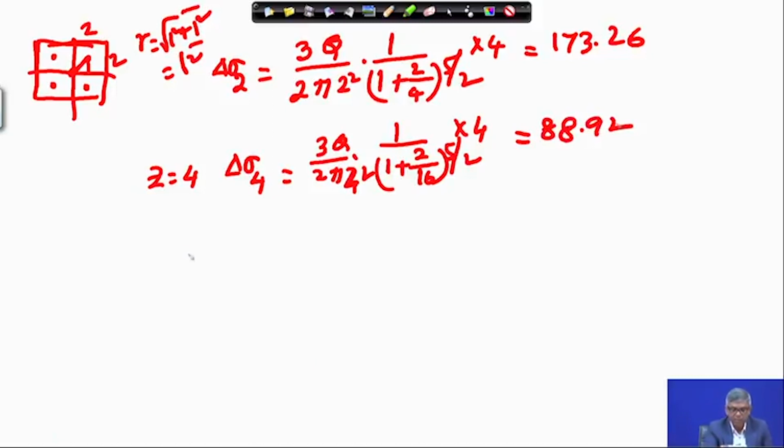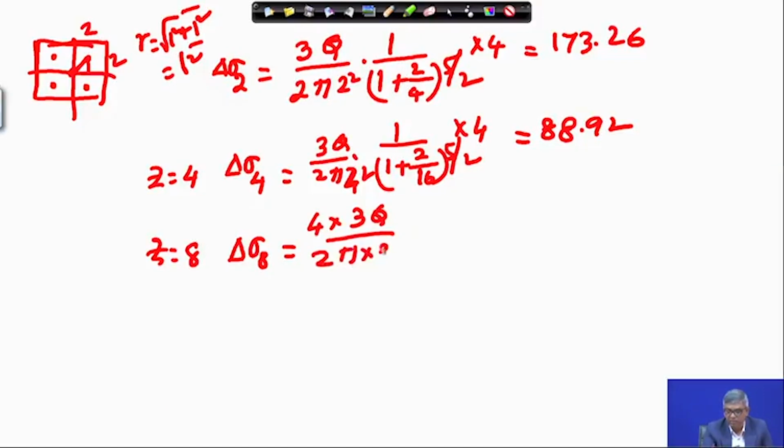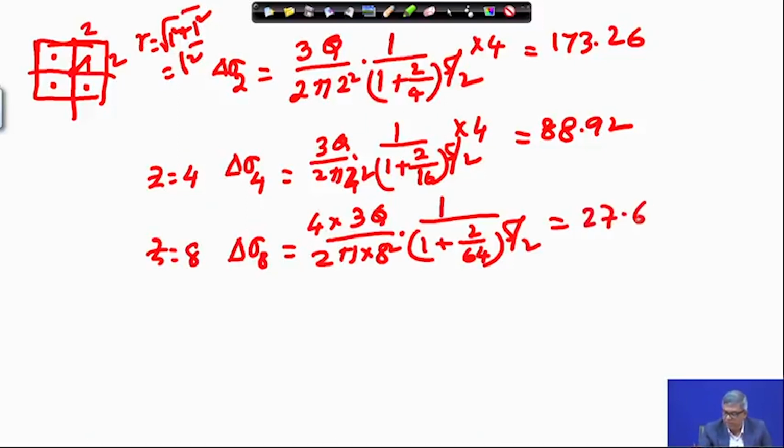88.92, and when z equal to 8, so delta sigma 8, that will come. So, I can multiply at the beginning 3q by 2 pi multiplied by 8 square, and 1 by 1 plus 2 by 64 to the power 5 by 2, and that gives you 27.63.